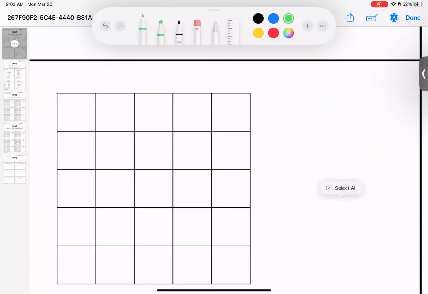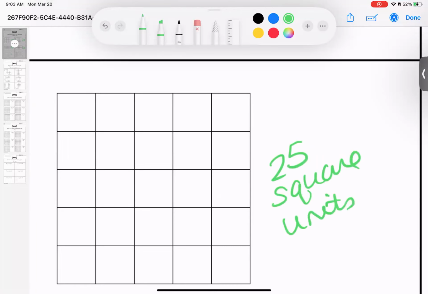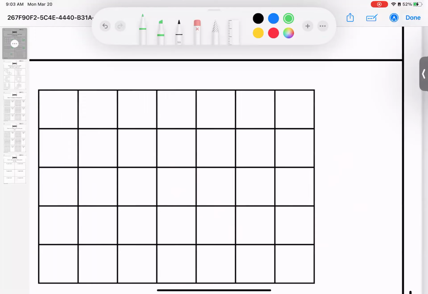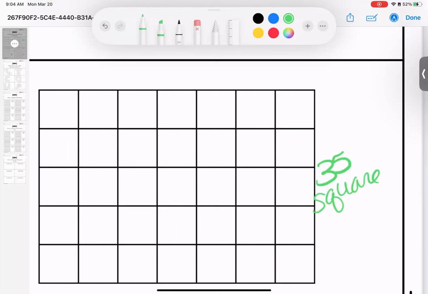Two more down the bottom, 5 by 5 is 25 square units. And the last one we have here is 35 square units. Again, just counting up the squares that make up the inside of our shape.